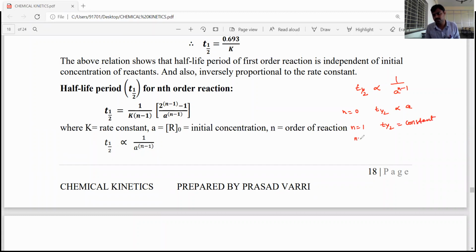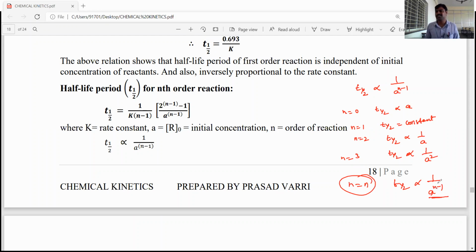If n is equal to 2, T half is directly proportional to 1 by A. Means for second order reaction, half-life period is inversely proportional to initial concentration of reactant. If n is equal to 3, then T half is directly proportional to 1 by A square, that is, inversely proportional to the square of the initial concentration. So these are the relations, dear students. For nth order reactions, T half is directly proportional to 1 by A to the power of n minus 1. This relation is very, very important.